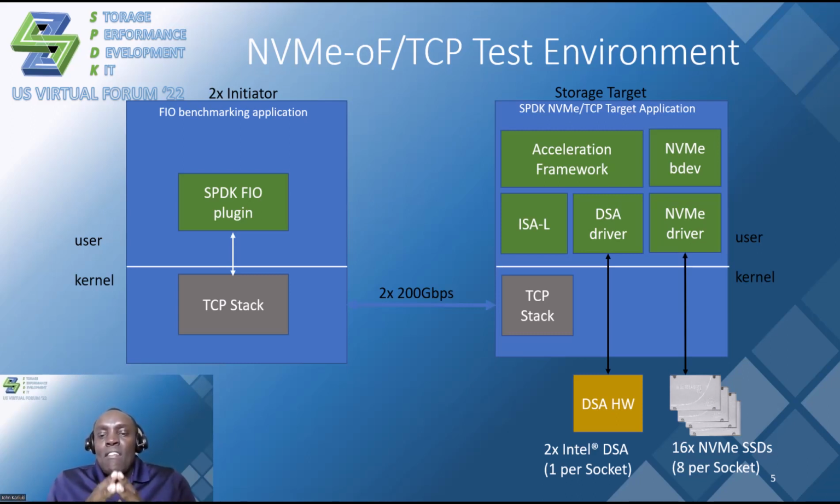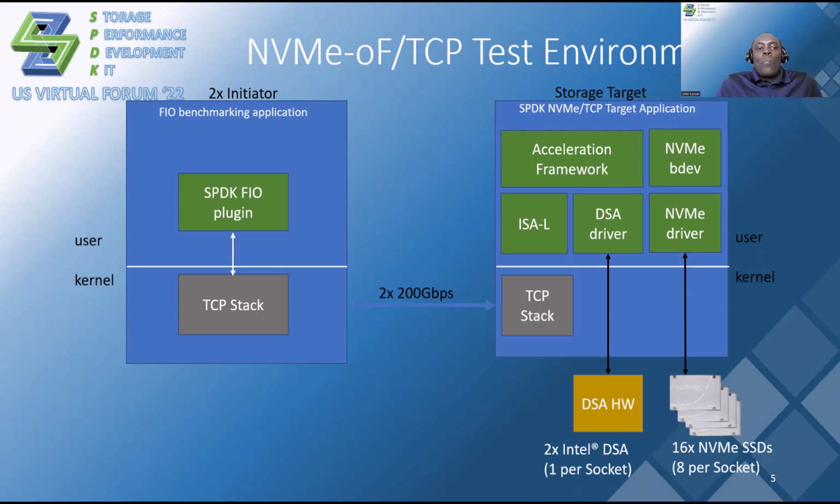And then the target system also connects to two initiator systems over two 200 gig NICs, and these are the Intel E810 NICs. And once again, those are set up in such a way that we have one NIC on each socket. And then on the initiator system, we're running FIO. We're running it in server mode on each of those initiator systems, and we're doing that so that we can submit IO requests from those initiator systems to the target system concurrently.